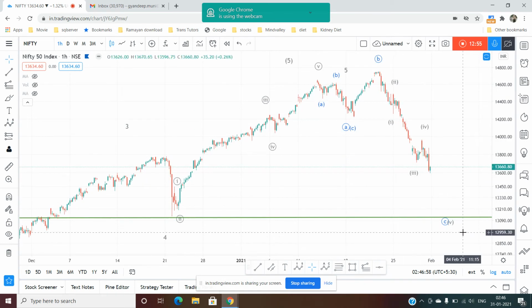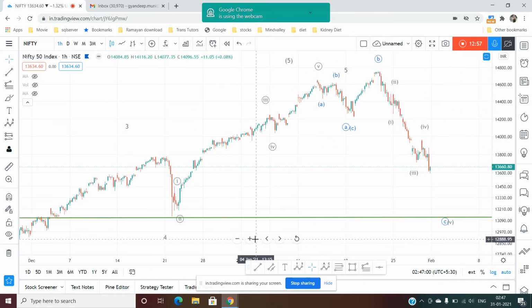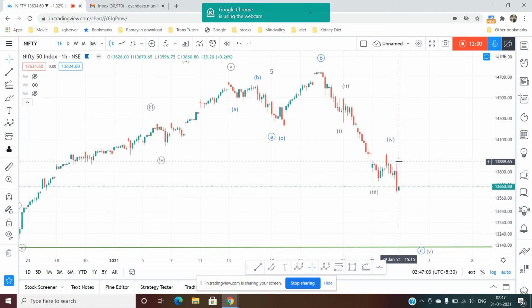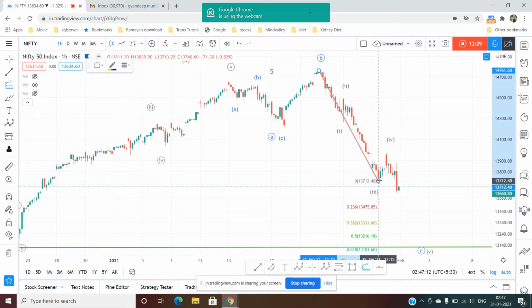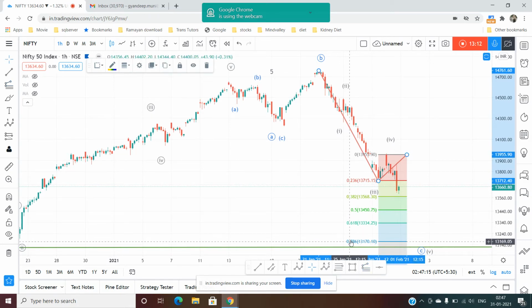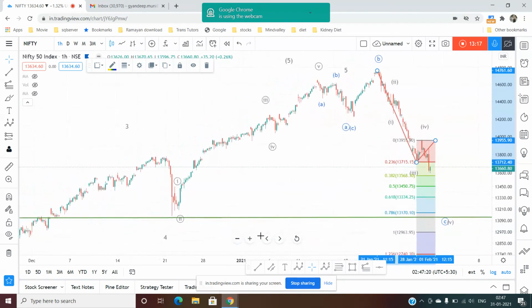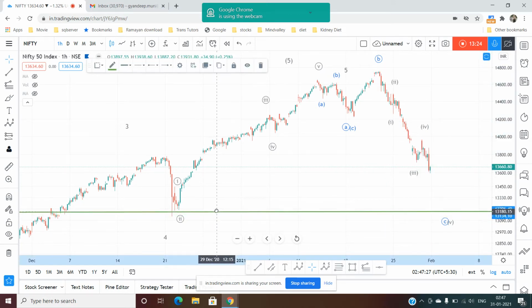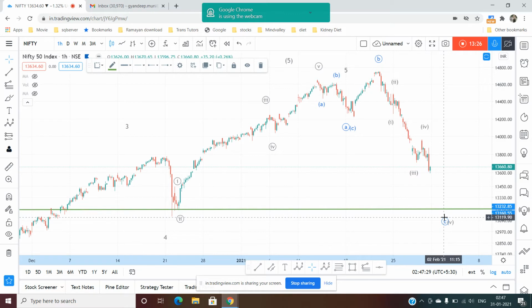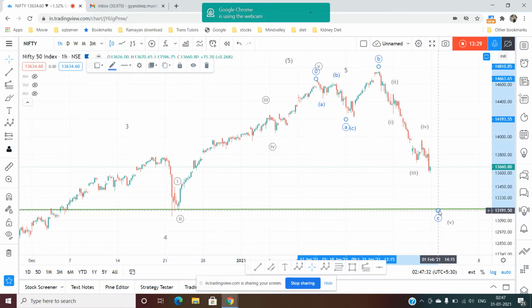Why I'm saying that it can go here: if we take a Fibonacci, this can be like 1, 2, 1, 2, and then 3, 4, and 5. It can be like this. If we take a Fibonacci from the zero wave to the third wave and fourth wave, our 0.786 Fibonacci is coming near this particular line. So that would be a potential reversal zone. Either this or somewhere around this can be a potential reversal zone.